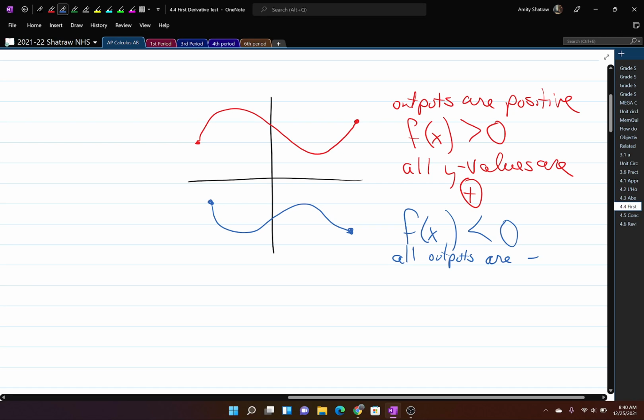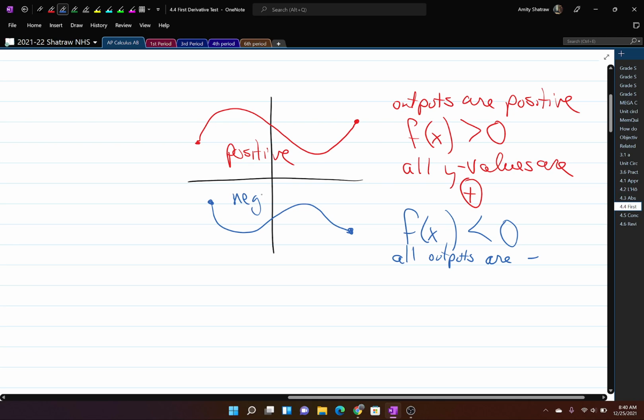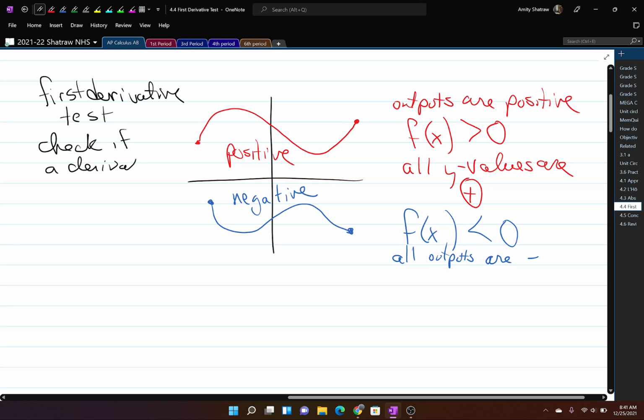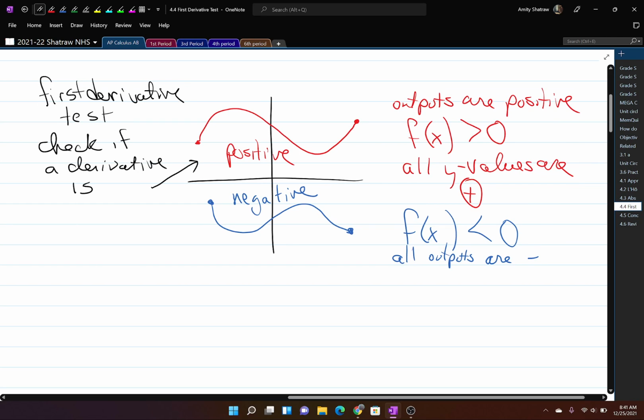And why am I talking about this? Well, if a function is positive, it isn't really necessarily interesting to me without some sort of context. Is that function positive? Is that function negative? The context that we're going to do is that in the first derivative test, I will check if a derivative is either positive or negative.